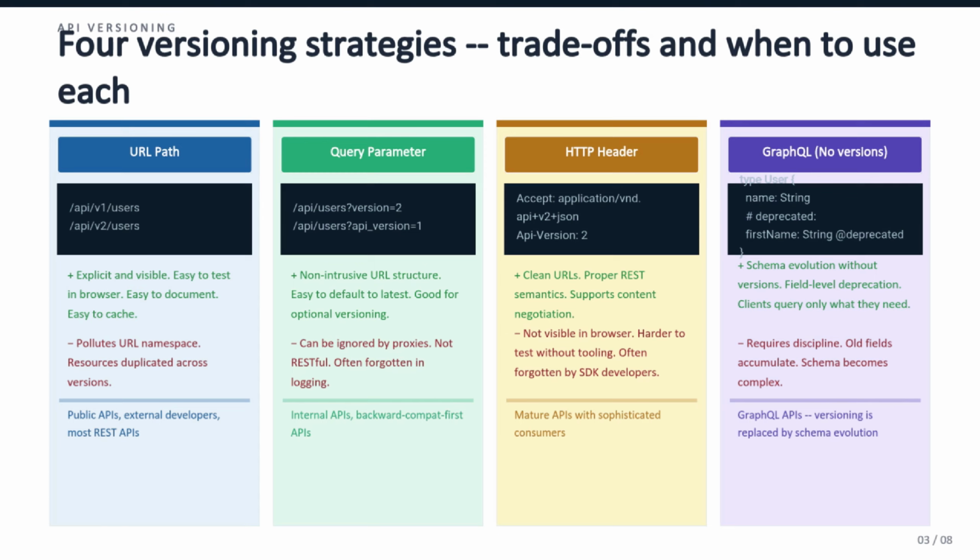The moment you look at the URL, you immediately know which API version is being called. Very easy to understand, very easy to document, and also easy to test directly in a browser or tools like Postman. Caching systems also like this approach because every version has a separate unique URL. But yeah, there is a downside too.